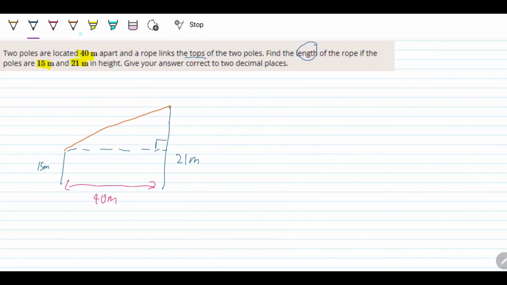and let's isolate this triangle to the right side. Exactly what we've drawn. We know that the length between these poles is going to be 40 meters, and we know that the top of this section here is actually going to be the difference of 21 meters take away 15 meters. Can everybody see that? So this is going to give me a value of 6, and we can label this as X.